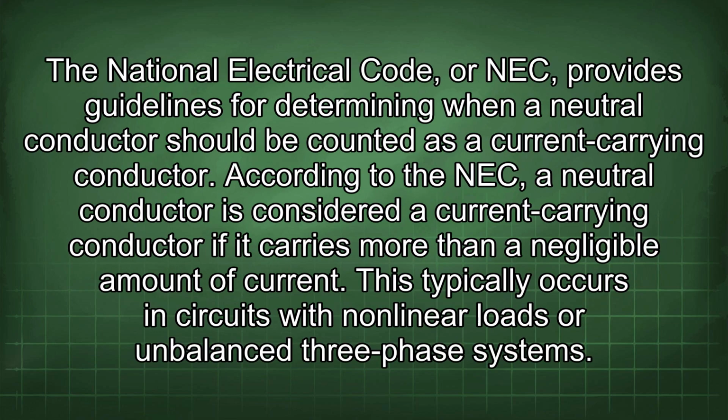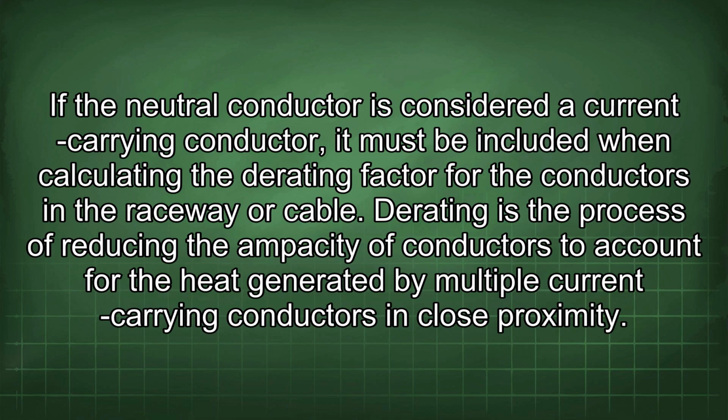The National Electrical Code, or NEC, provides guidelines for determining when a neutral conductor should be counted as a current-carrying conductor. According to the NEC, a neutral conductor is considered a current-carrying conductor if it carries more than a negligible amount of current. This typically occurs in circuits with nonlinear loads or unbalanced 3-phase systems. If the neutral conductor is considered a current-carrying conductor, it must be included when calculating the derating factor for the conductors in the raceway or cable.